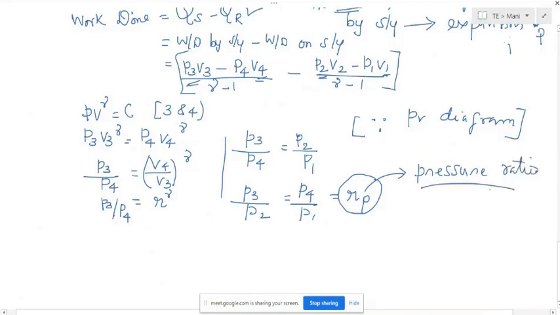Okay. I hope all of you get clear how we form this equation, P3 by P4. Using the PV diagram, because of the constant volume process, 3 and 2 are equal, and 4 and 1 are equal. Just to rearrange the equation, you are introducing the term that is nothing but the pressure ratio. The pressure ratio is the ratio of the pressure at points 3 and 2, P3 by P2, or we can say P4 divided by P1.